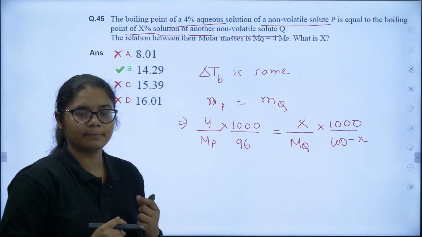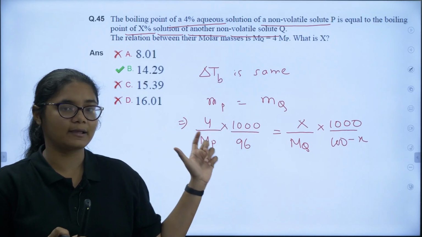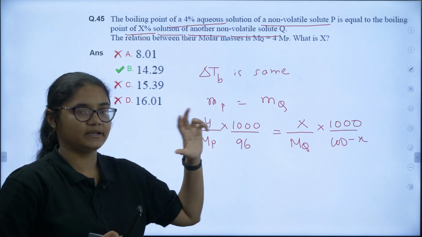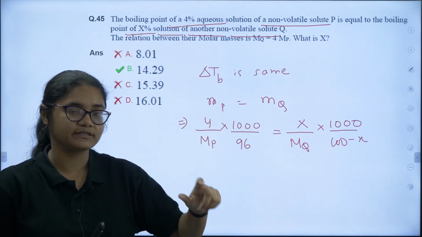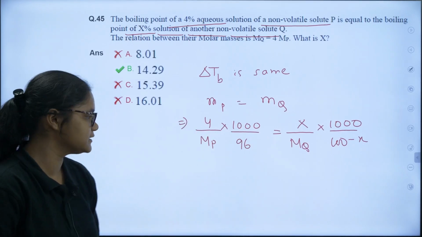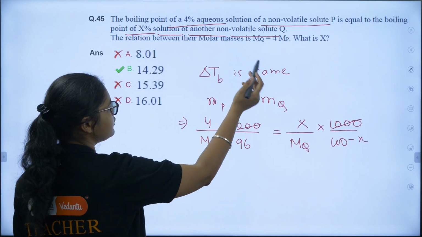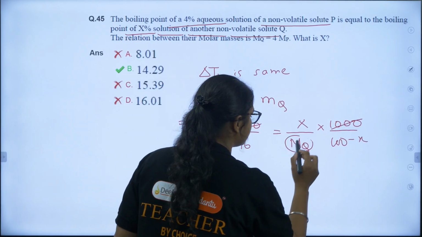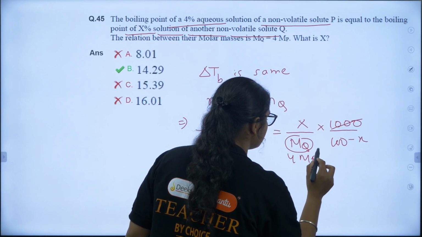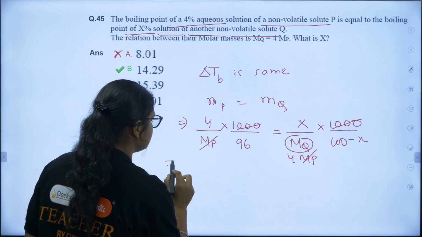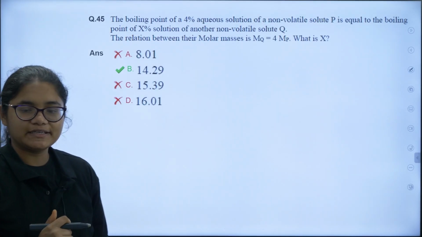Because when you say 4%, that means in 100 gram, 4 gram is the solute. So in X%, in 100 gram, X gram is the solute. So what is the mass of the solvent? 100 minus X. Now we can cancel these two things, right? Now here you can see MQ is equal to 4 times of MP. So here I can write 4 times of MP. This MP will also get cancelled. So I'll get... So let us see the next question here.